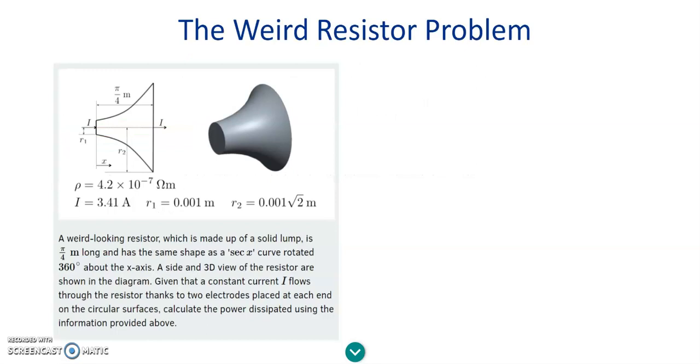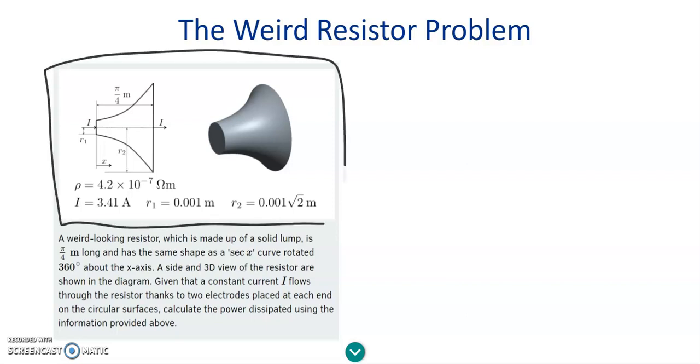So here is the question. A weird-looking resistor, which is made up of a solid lump, is pi/4 meters long, and has the same shape as a sec x curve rotated 360 degrees about the x-axis. A side and 3D view of the resistor are shown in the diagram. Given that a constant current I flows through the resistor, thanks to two electrodes placed at each end on the circular surfaces, calculate the power dissipated using the information provided above. So using what's in this box, you have to find the power dissipated by a resistor that looks like that.